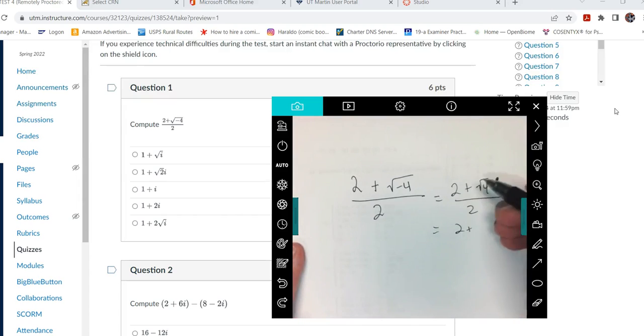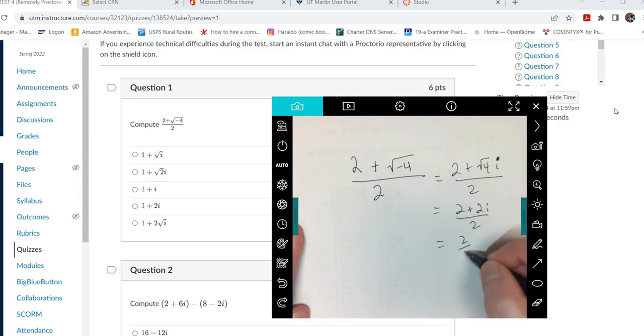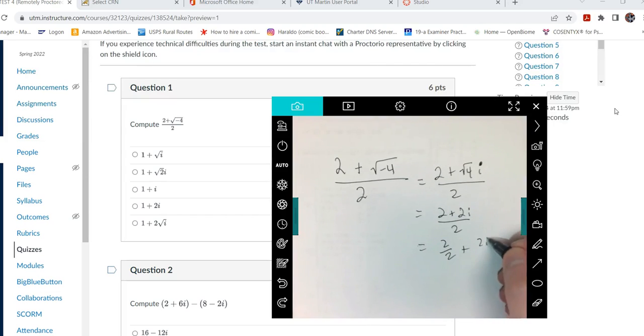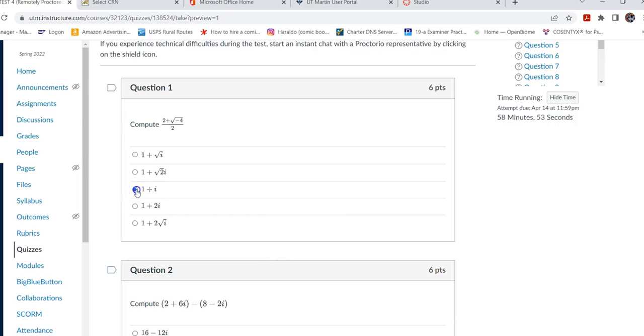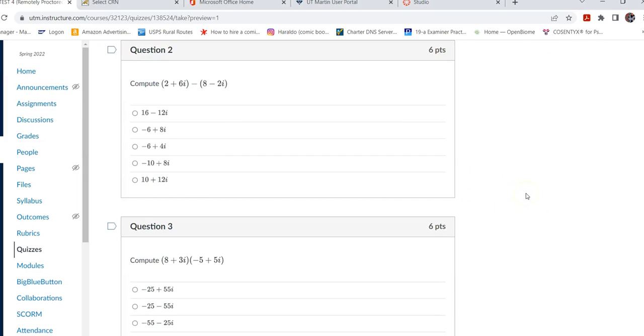And now that's equal to 2. And now you can split it up. So that's the answer we should get for that one. Okay. All right, so moving on.